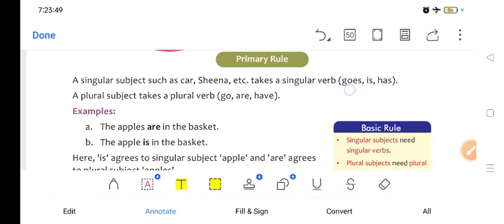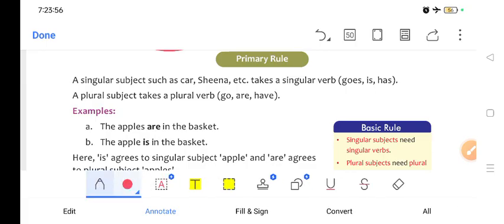Now, primary rule. A singular subject such as car, Sheena, etc. takes a singular verb: goes, is, has. A plural subject takes a plural verb: go or have. Examples. The apples are in the basket. The apple is in the basket.